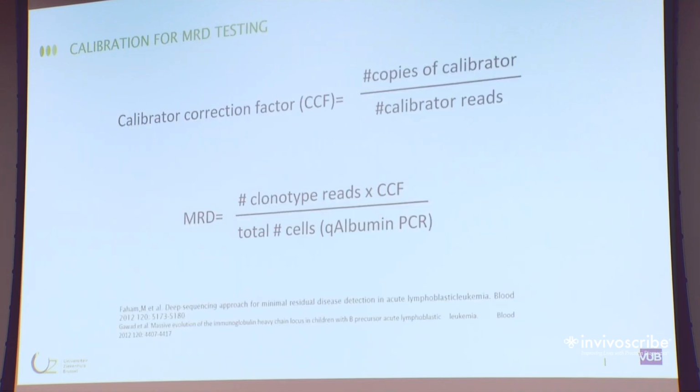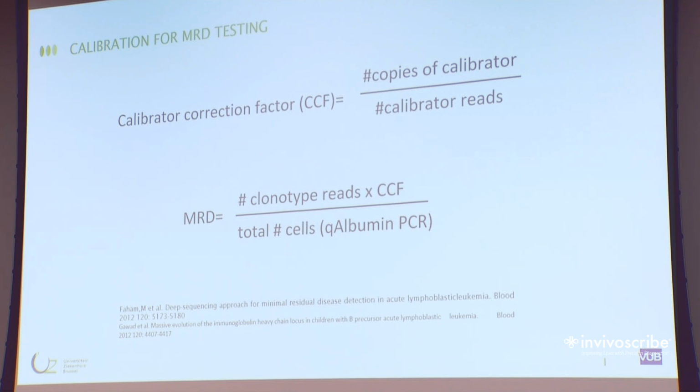And this calibrator correction factor is a simple mathematical calculation. So you know how many copies you put in your NGS, and you see how many reads come out. So the number of copies divided by the number of reads is your calibration correction factor. And then you can count your MRD.